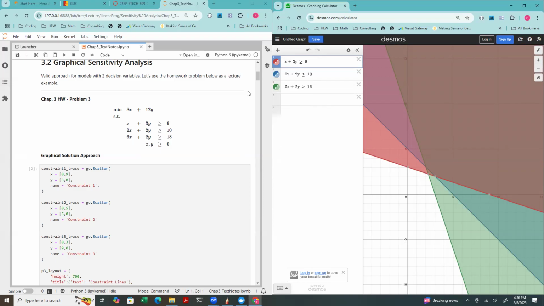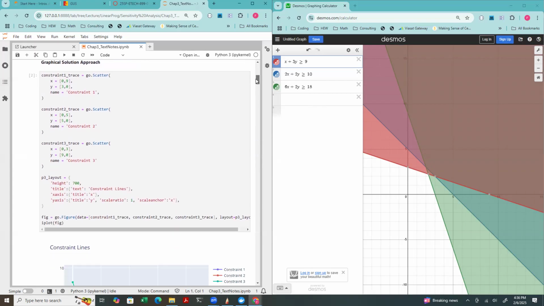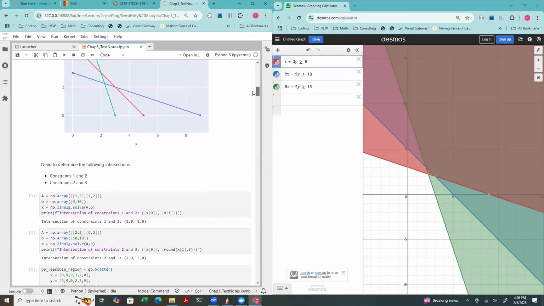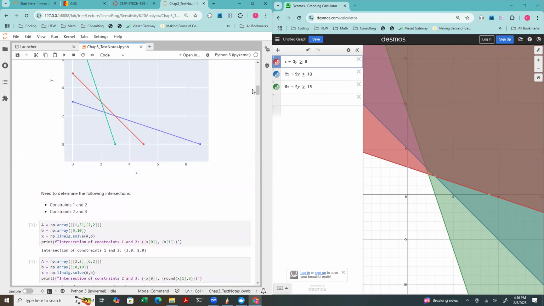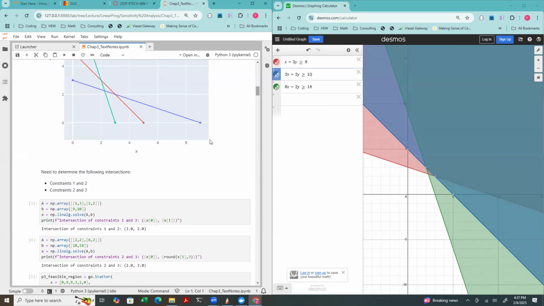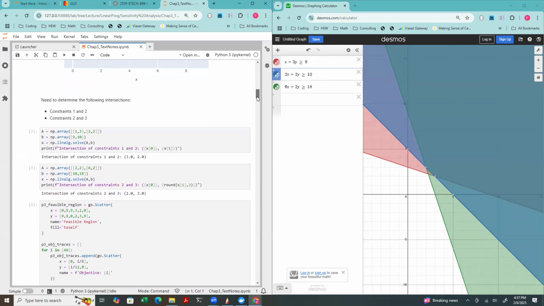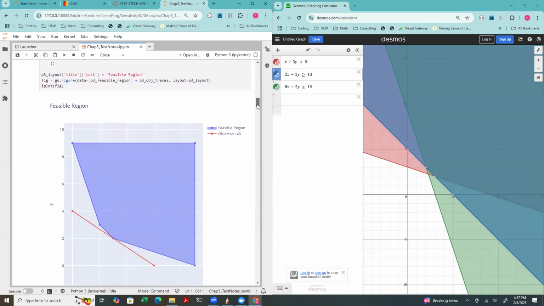If I scroll down a little bit here in my Jupyter notebook, I've done the same thing as before with the Plotly graphing library as well as a little NumPy. Remember from last week, if Desmos doesn't give us the ordered pairs, we may have to solve for those as a 2x2 system of linear equations, given the lines associated with the inequalities. So that's what we're passing through here. And then we're showing the feasible region here.